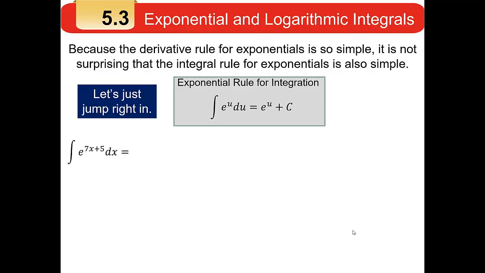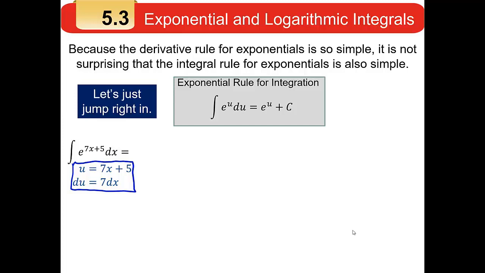Suppose I give you the integral of e to the power of 7x plus 5 and ask you to integrate that. The integrand is e to the 7x plus 5. If you look back at the rule for integration for exponentials, you can see that the 7x plus 5 plays the role of u. And in our substitution technique, we know we have to calculate du over dx and then turn it into just du.